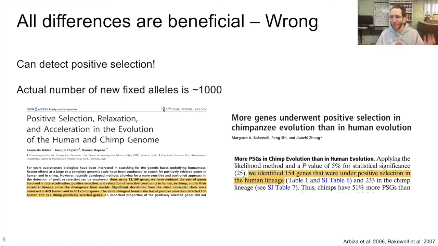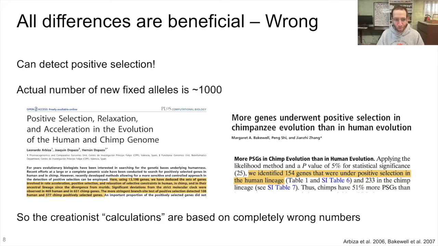So even if we're nice and we double it, giving the creationists the benefit of the doubt here, we're still looking at about 1,000 new fixed alleles in the human genome compared to the chimp lineage. So the creationist calculations, such as they are, are based on just made-up wrong numbers. It's not 300 million differences. It's not 30 million differences.